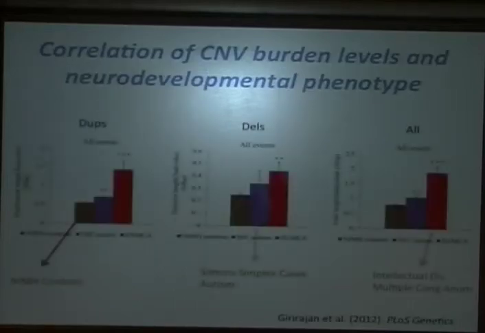And this is an important point, so I'm going to talk about this a little bit. This looks at not only autism. The children with autism are the blue bars. The controls are in black. This is the amount of duplication or deletion or total, where we've added them both together, for these 3 conditions: normal kid, child with autism, or child with either severe intellectual disability or multiple congenital anomalies.